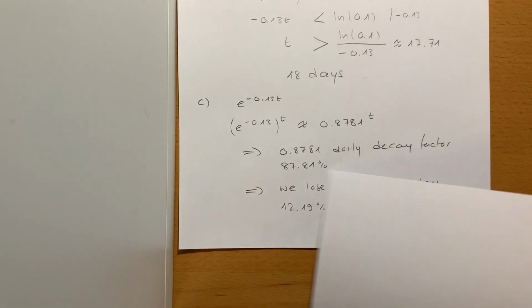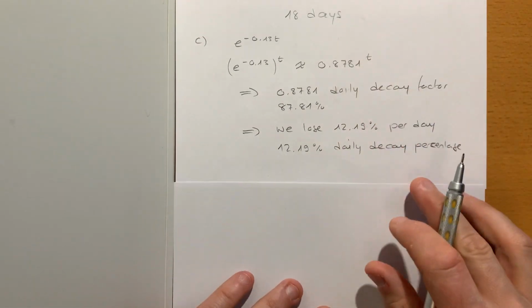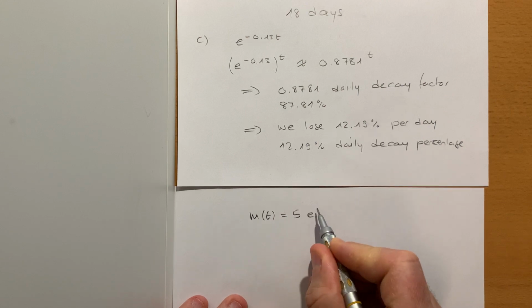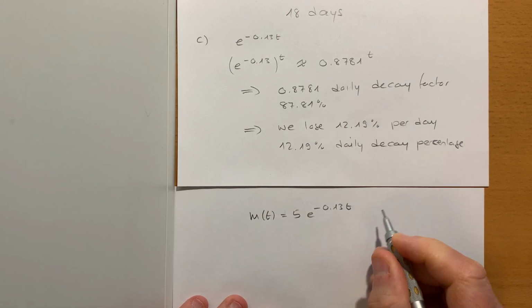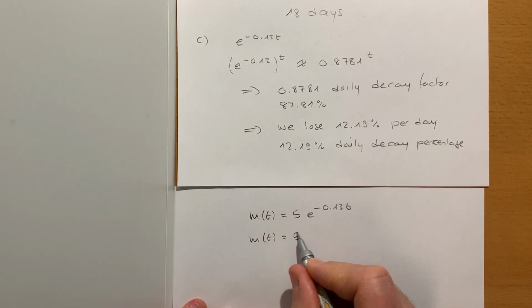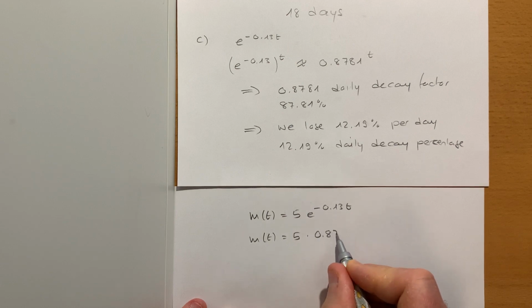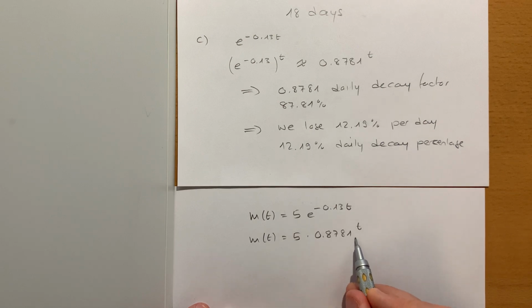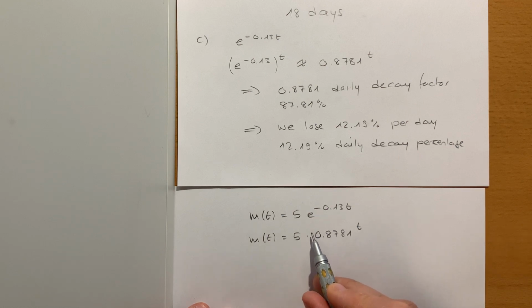And there is one other very important thing here. Look, you could write m of t equals 5e to the minus 0.13 t as m of t equals 5 times 0.8781 to the t. Clearly, for us at the moment, this notation is much clearer and much better, because we can see this is the daily exponential decay factor here.